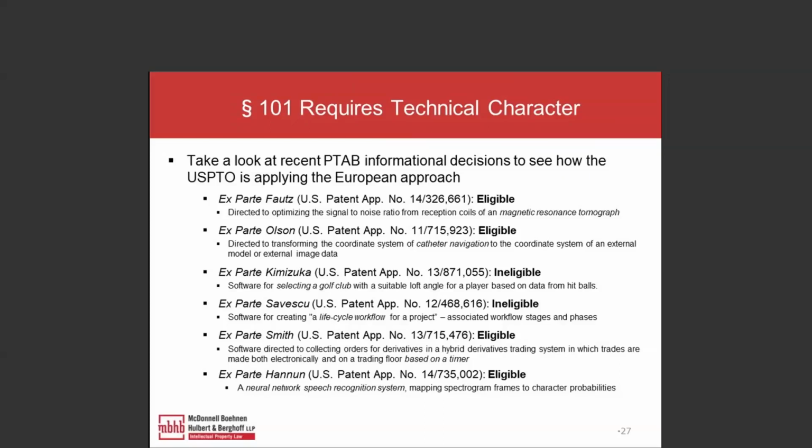In Fouts, optimizing signal-to-noise ratio in a magnetic resonance tomograph. Eligible. That's a technical invention. Olson, transforming coordinate systems of catheter navigations to a different coordinate system. That's a technical problem. Eligible. Kimazuka, on the other hand, selecting a golf club. That is not solving a technical problem. That's solving a business or entertainment problem, I suppose. That was found to be ineligible. Savescu, software for creating a lifecycle workflow for a project. That was also found to be ineligible, although I would argue that one of the main reasons is that the claims were written in such a way that actually made it more likely to be found ineligible.